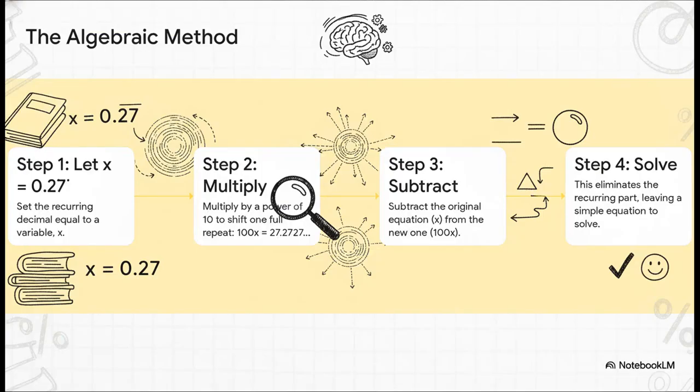Okay, now this is the algebraic method. And honestly, once you get it, it's pretty much foolproof. So let's walk through it. First up, you just take your recurring decimal and call it x. Simple enough, right? Step 2 is the clever part.